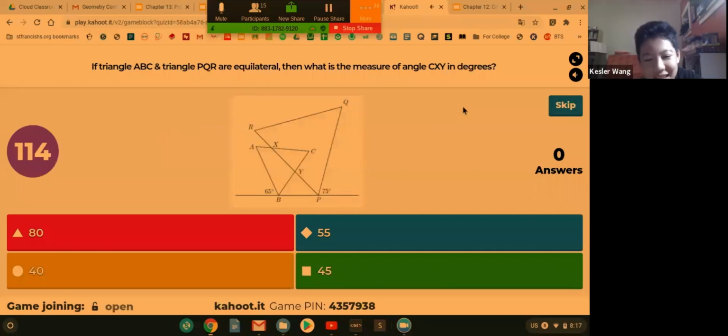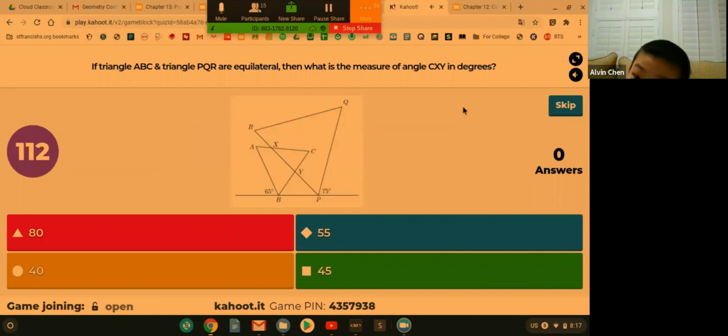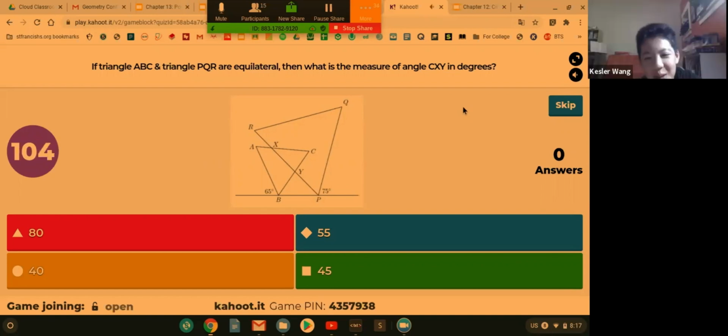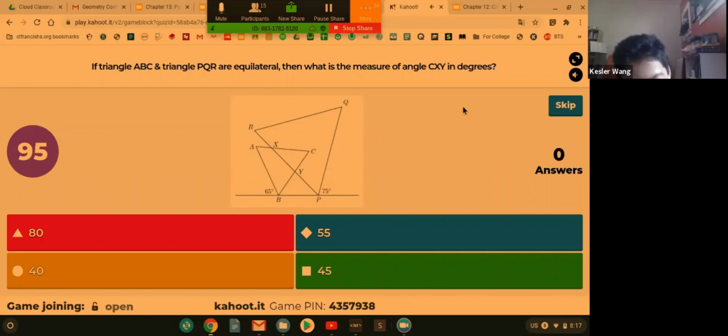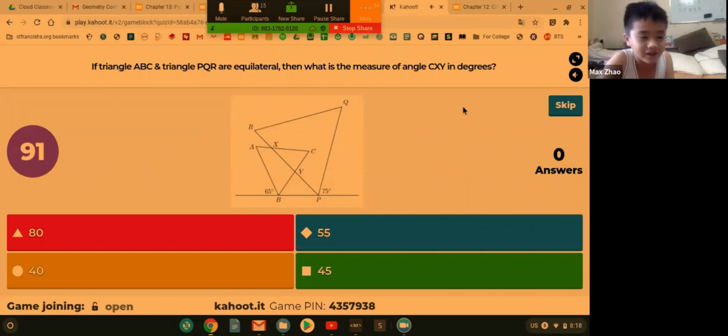Find CXY in degrees. ABC and PQY are equilateral. What is the measure of CXY? What the heck, eh? What do you mean? Yeah, I said what the heck, eh? What do you mean? When I'm starting school, I'm going to be in the second grade.